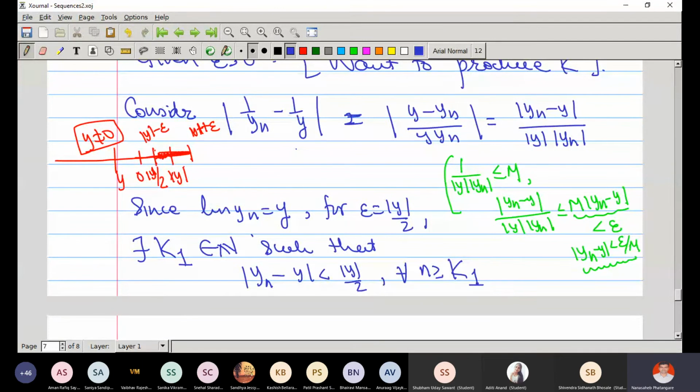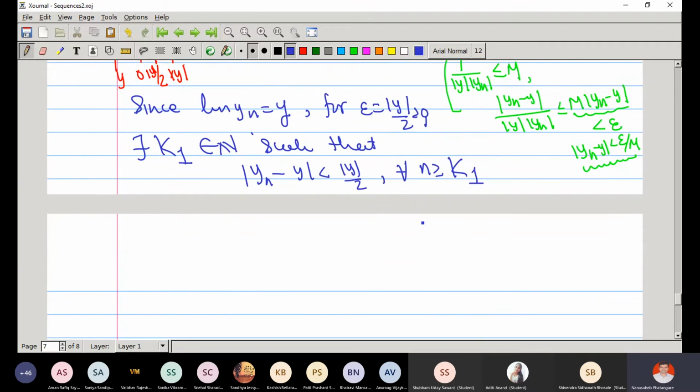Because yn converges to y, for any epsilon I am able to produce a number k. In particular, if epsilon is absolute value of y by 2, no matter, it is a positive number, whatever it may be, there is some k, let us call it k1. So after k1 this is going to happen. Okay, so note this.